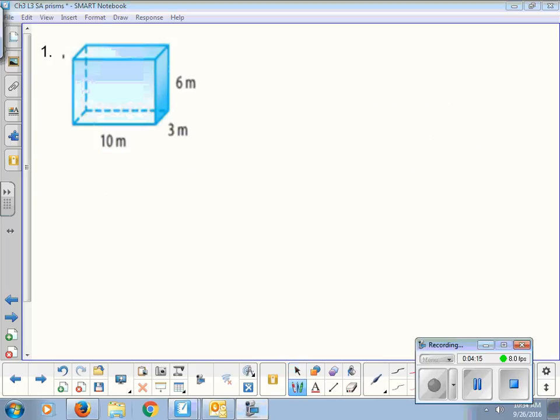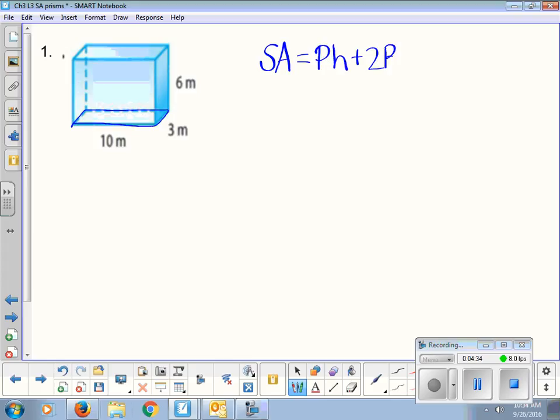Okay, when we look at number 1, what shape do we have? We have a prism. Our base is a rectangle, so we have a rectangular prism. Since it's a prism, we're using our formula. Surface area equals perimeter times the height plus 2 times the area of the base. I like to solve for my different parts of the formula off to the side before plugging them in.